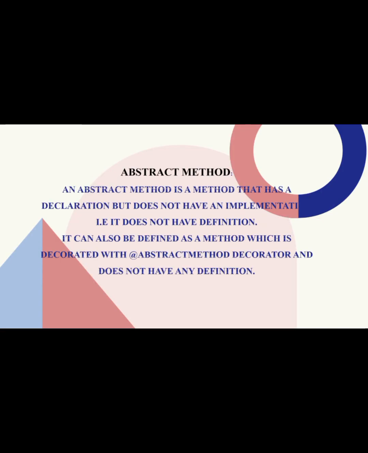Now let us see what an abstract method means. An abstract method is a method that has a declaration but does not have an implementation. That is, it does not have a definition. It can also be defined as a method which is decorated with the abstract method decorator and does not have any definition.